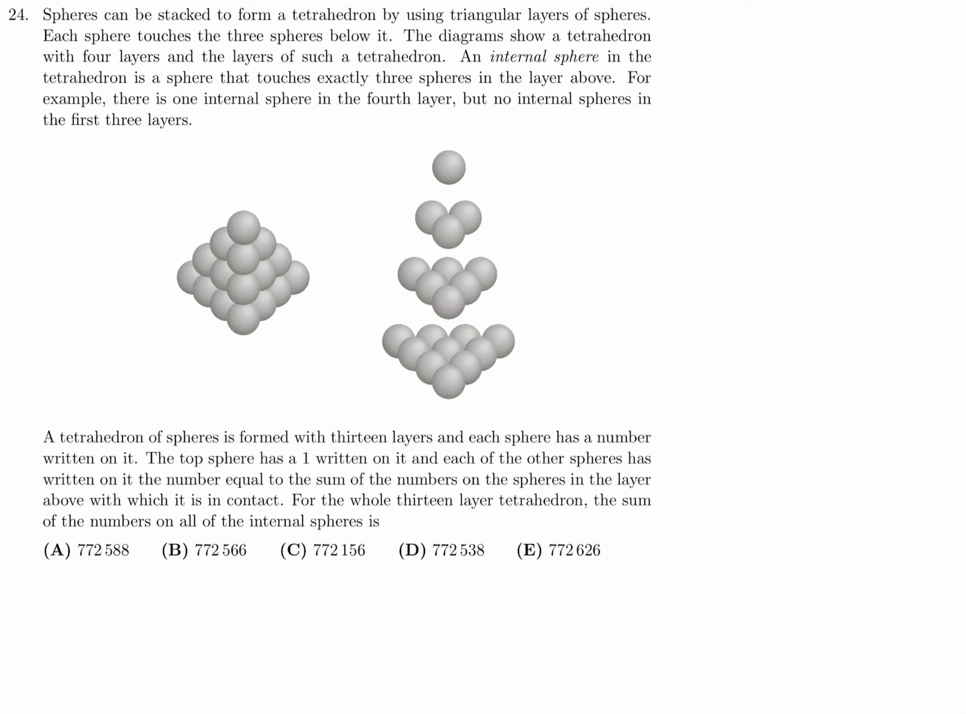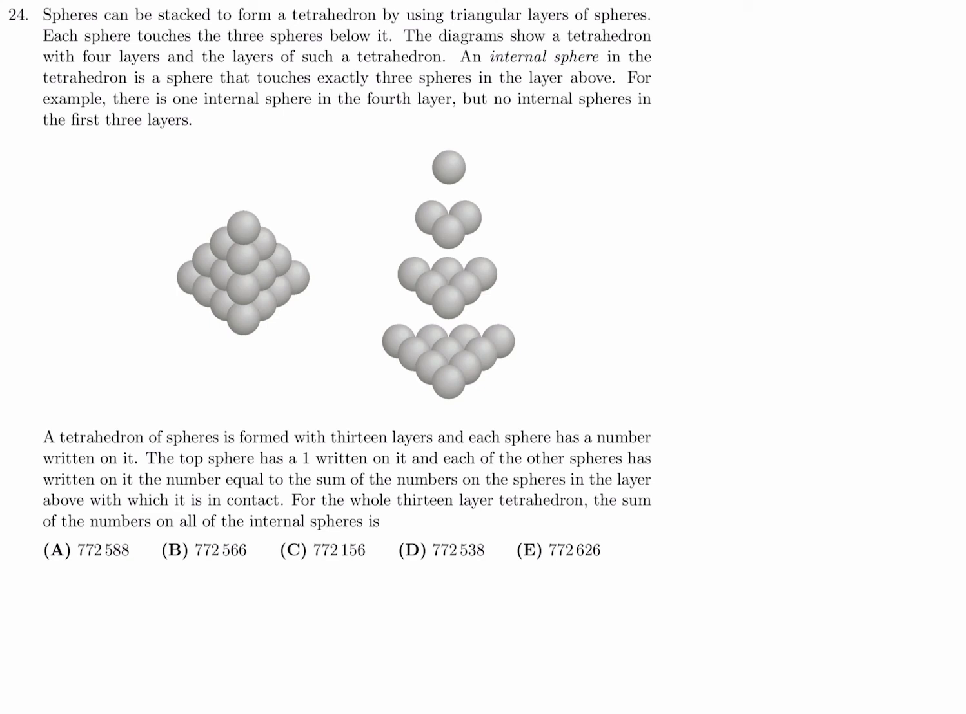Spheres can be stacked to form a tetrahedron by using triangular layers of spheres. Each sphere touches the 3 spheres below it. The diagrams show a tetrahedron with 4 layers and the layers of such a tetrahedron.